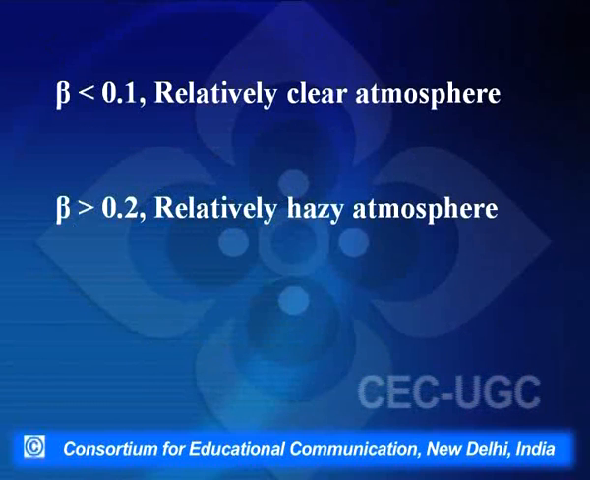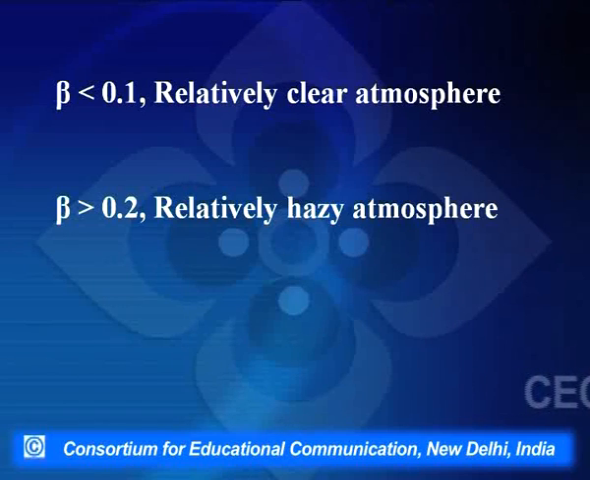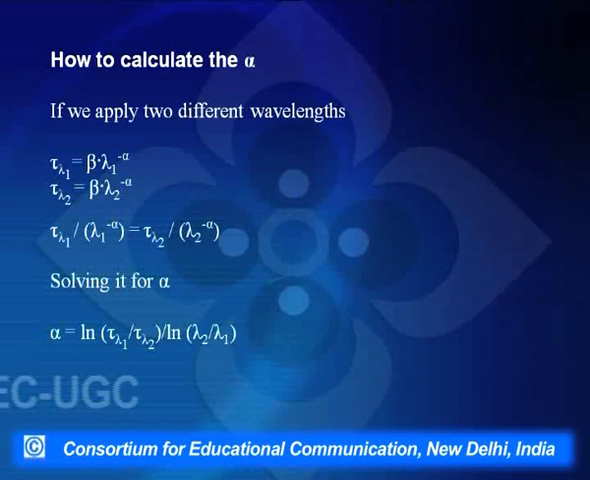When beta is less than 0.1, it means that the atmosphere is relatively clear, and when beta is greater than 0.2, it shows that it is hazy. I mean, pollution is there.